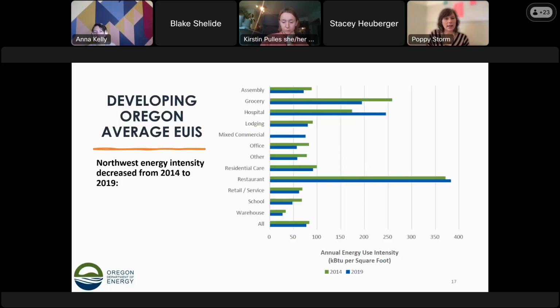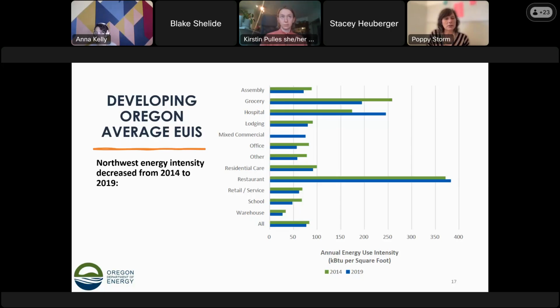Now we're looking at the average EUIs for the Northwest, and they also decreased from 2014 to 2019. The green bar is 2014. The blue bar is 2019. So in almost all building types, except for hospitals, which they believe was an adjustment in their methodology, we also see a significant decrease. And in many cases, it's actually well over 10%. And that's the same that we saw in the national data.